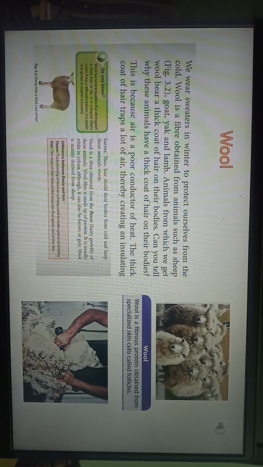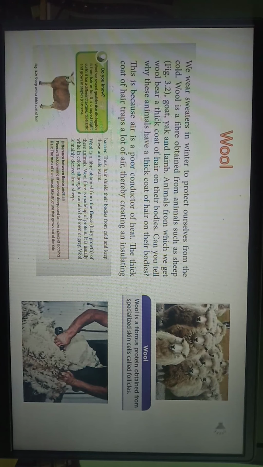Then what will happen if the air is trapped? An insulating barrier gets created. Okay, I hope I am clear. So as a result, they won't be feeling cold, and the hair on their body protects the animal from cold, and as a result these animals feel warm.